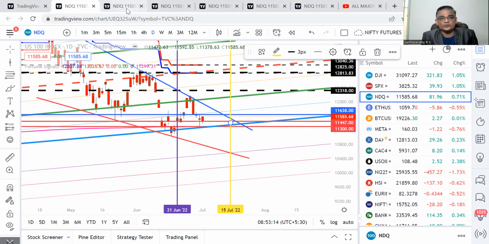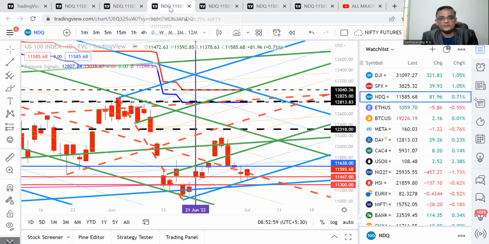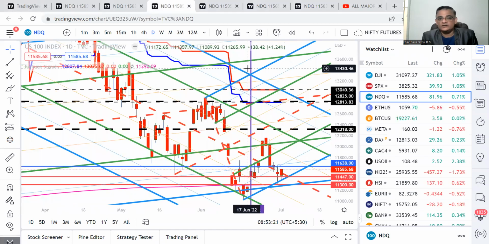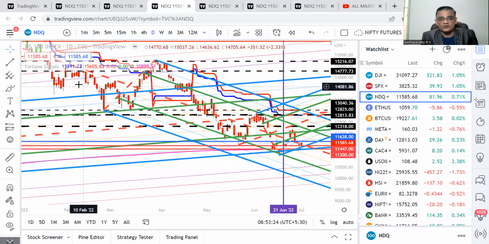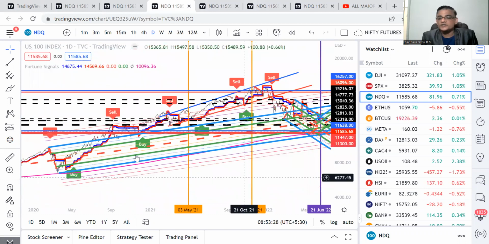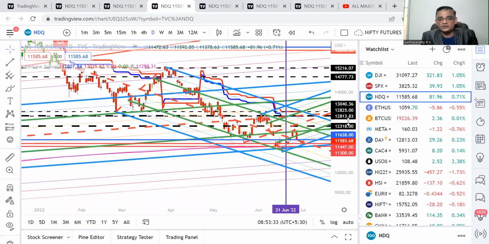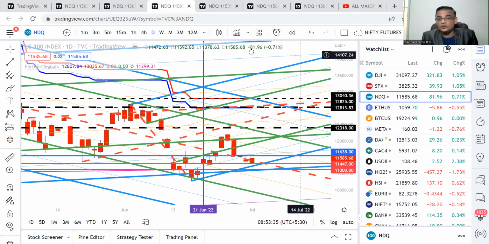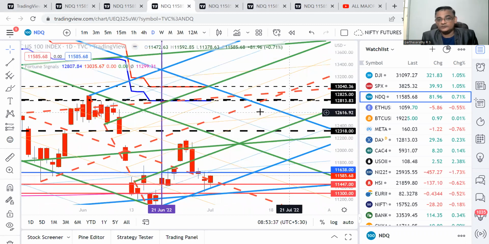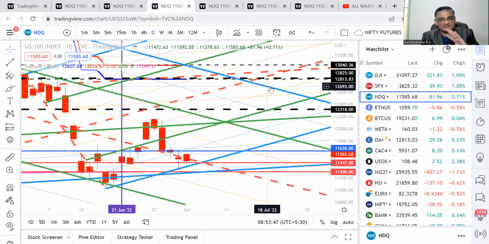Okay, so now let's go to pitchfork. I've drawn three pitchforks here: one on the top, one on the bottom, and one on the major trend. Now, remember, I already told you 21st June is the key date for Nifty, Bank Nifty, Nasdaq, Dow Jones, whichever indices. 21st is the D day.